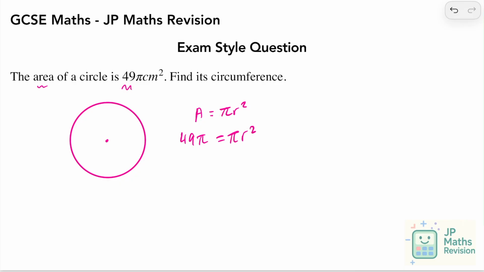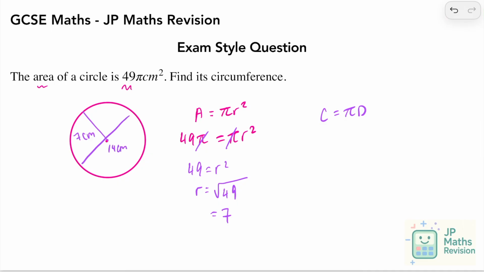Now what I can do is divide both sides by pi. So we end up with 49 equals r squared. And r is therefore the square root of 49, which is 7. So we now have the radius is 7 centimetres. If we want to find the circumference, it's pi d. If the radius is 7, the diameter must be 14 centimetres. So I'm going to do pi times 14, which is 14 pi centimetres. So the answer to this question in exact form is 14 pi centimetres.